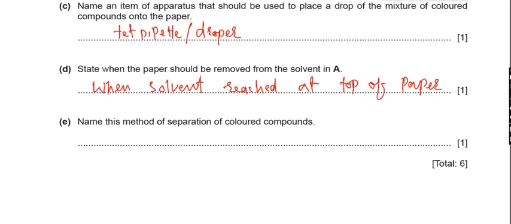And next he says name this method of separation of colored pigments. So it is simply chromatography, or we can say paper chromatography.